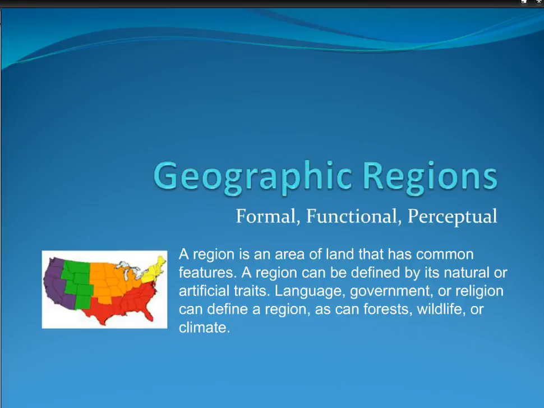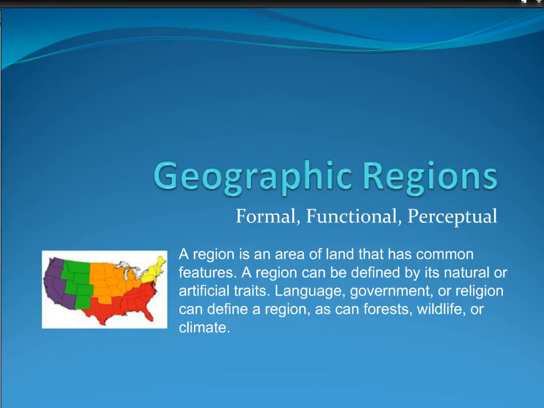Today we're going to break down geography by its component parts. We're focusing specifically on regions. A region is an area of land that has common features. It can be defined by its natural or artificial traits. Language, government, or religion can define a region, as can forest, wildlife, or climate.